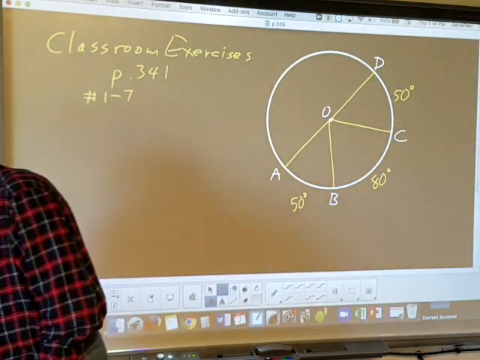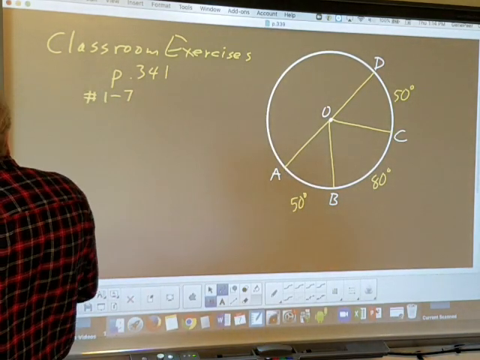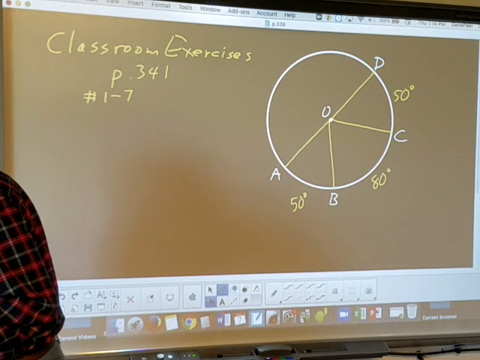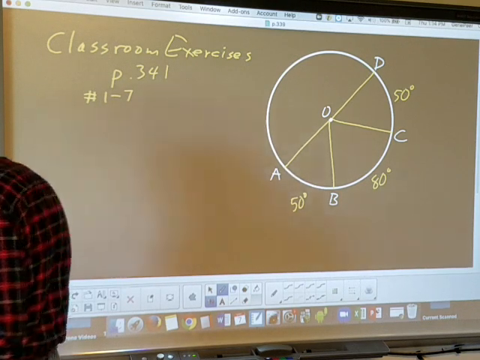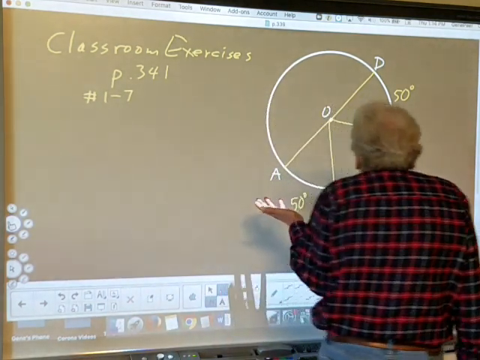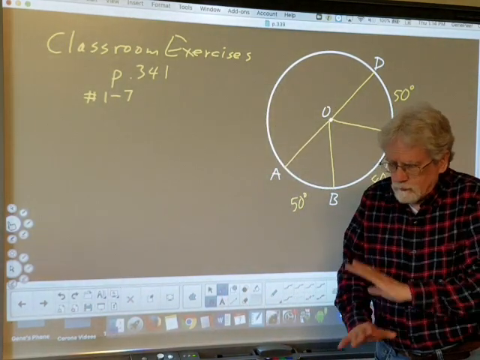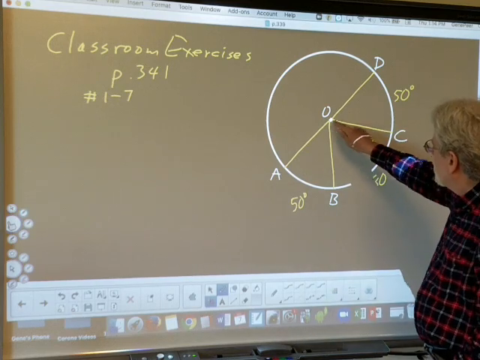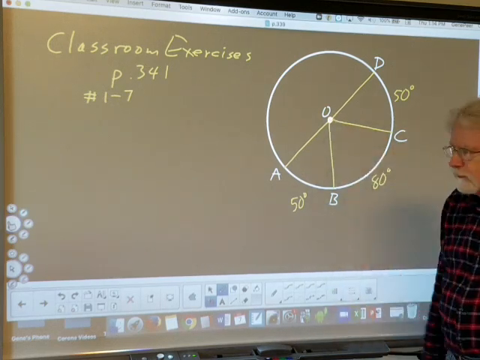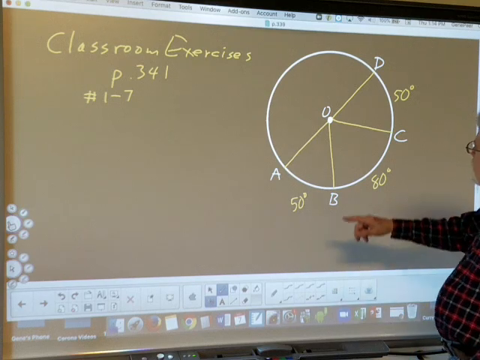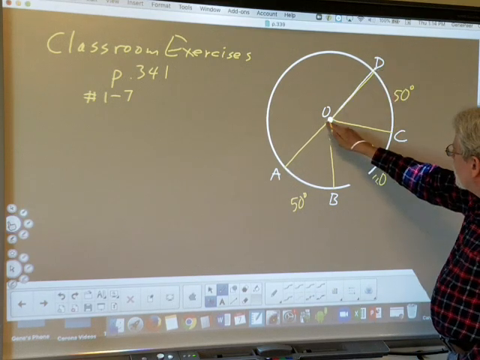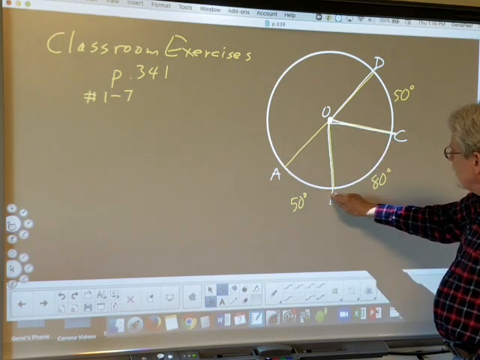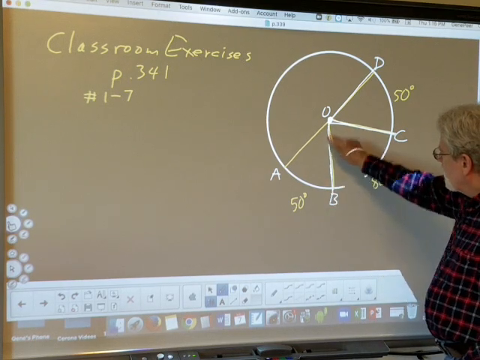So, number one, on page 341, says, use the letters shown in the diagram to name two central angles. Okay, a central angle, that's easy. We're not naming arcs, we're measuring central angles. A central angle has the center of the circle as its vertex. So one central angle could be angle DOC. Another one could be COB. Another one could be BOA.